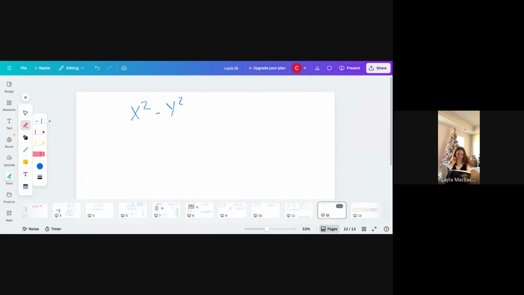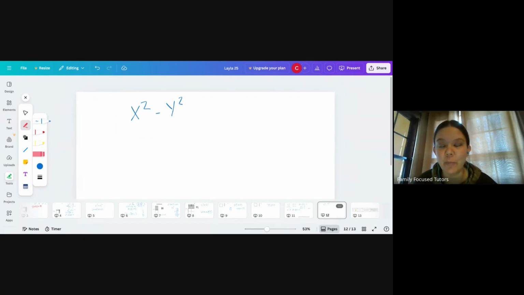I think this is just x squared minus y squared. It just stays like that. So they're both already written as squares, right? They both already have the second power up there, so we don't have to rewrite it as anything. So it's x squared minus y squared. So what are our two factors going to be?